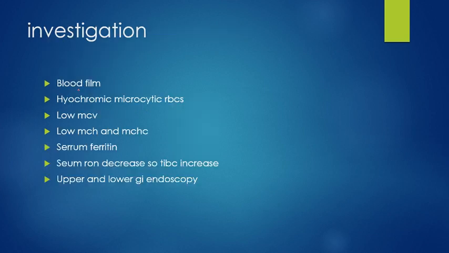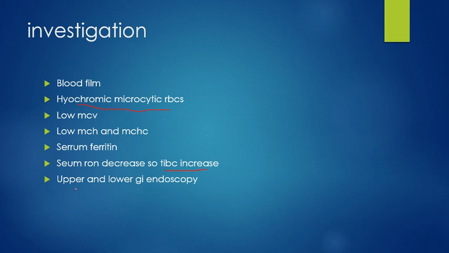In the investigation, we do the blood film. On the blood film, we will see hypochromic microcytic RBCs. The MCV, mean corpuscular volume, will be low. The mean corpuscular hemoglobin concentration and the mean corpuscular hemoglobin will be low. The serum ferritin will decrease. Of course, it is iron deficiency anemia, so the ferritin will decrease. If the ferritin decreases, the serum iron decreases. And if the serum iron decreases, of course, the iron binding capacity increases to compensate for that decreased iron.